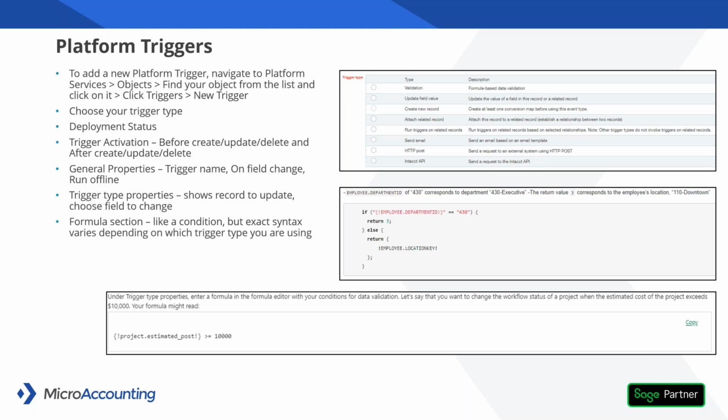I know this seems intimidating, but I promise there are lots of resources out there, which I'll go over quite a few of shortly, to help with the wording of this. Intacct also has its own built-in debugging functionality. Essentially all this example is doing is checking to see if the department ID of the employee equals 430. If so, I want it to return 3. Otherwise, I want it to return the employee location key.